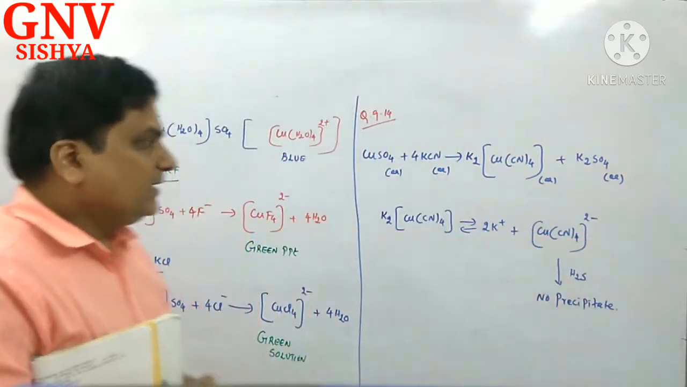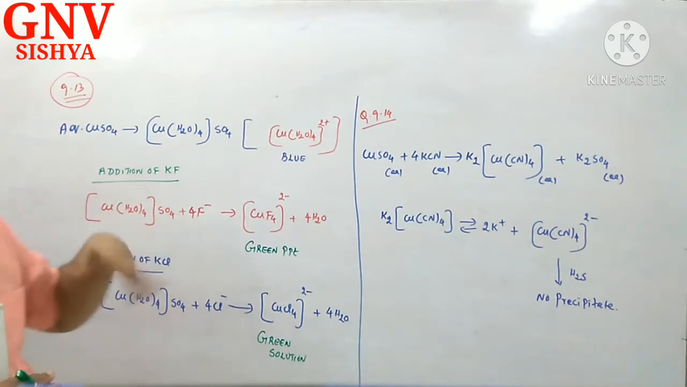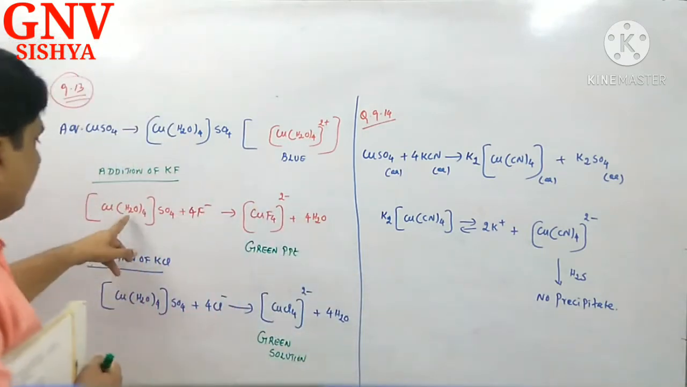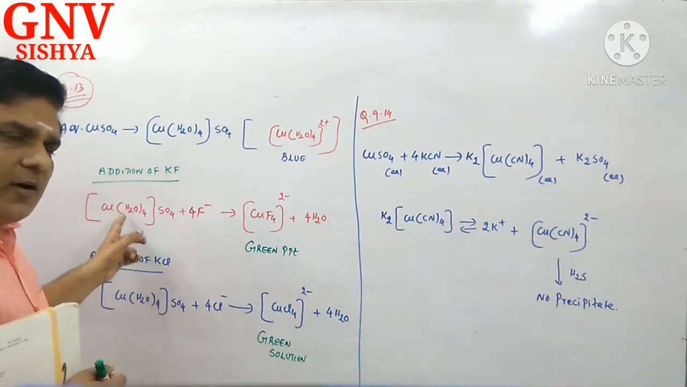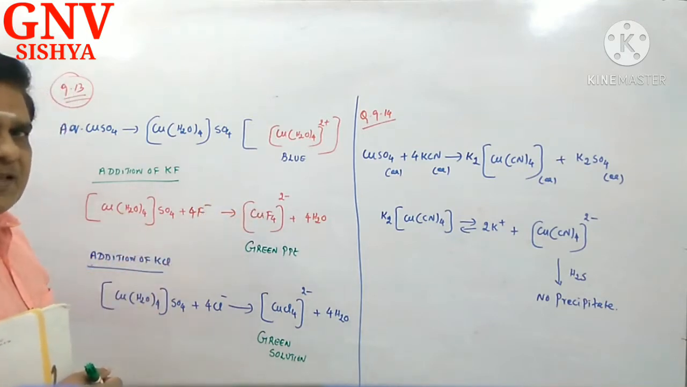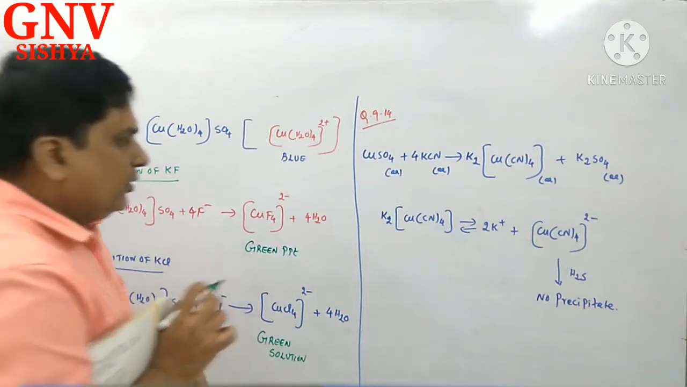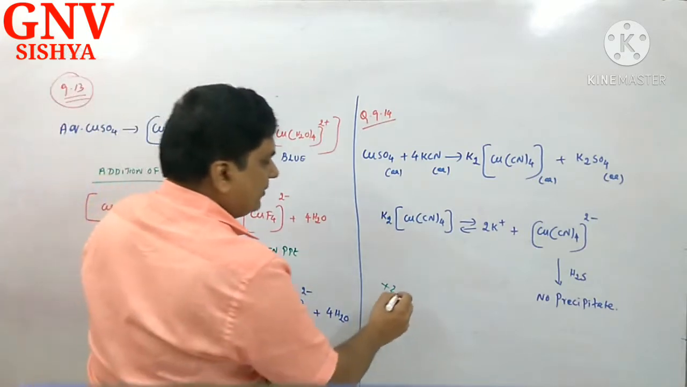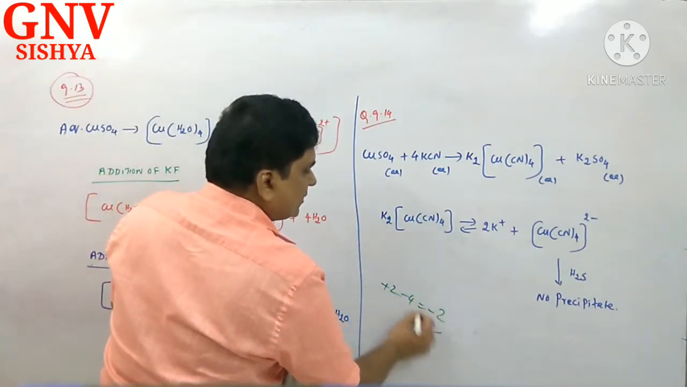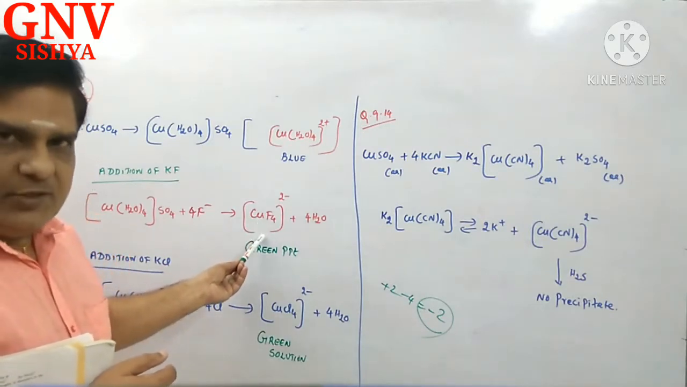Now let us explain the result. In the case of KF, [Cu(H2O)4]SO4, we need to bother only about the ligand. We are not balancing the equation. 4 H2O replaced by 4 F-. Since it is an anionic ligand, automatically the charge will change. How will you find the charge? Copper is plus 2, one fluorine is minus 1, four fluorines minus 4. Plus 2 minus 4 gives an overall charge of minus 2.